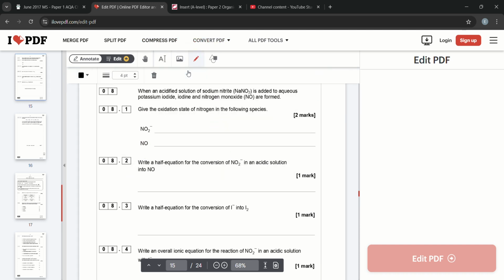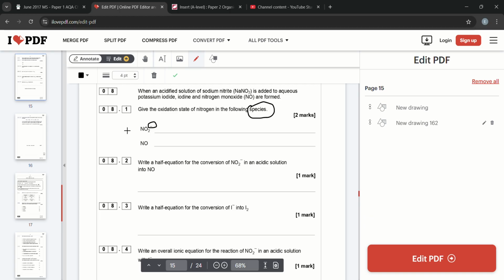Question 8. When an acidified solution of sodium nitrite, NaNO2, is added to aqueous potassium iodide, iodine and nitrogen monoxide are formed. Give the oxidation state of nitrogen in the following species. Species means element, atom, ion, anything. Don't be intimidated by the word species. So NO2 minus, well, we know the overall charge is -1.